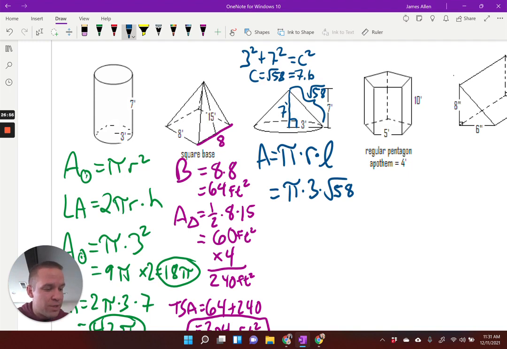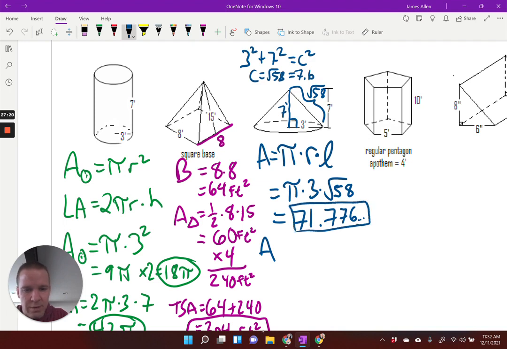But I'll go ahead and plug this all into my calculator using that pi button, right? And that's going to be a final answer of 71. Oh, not final answer. 71.776. I'm going to leave this like this for now. 776 and change. What did I forget about here? I forgot about the area of the circle. All right, so keep this one in mind though. We're going to keep that in mind.